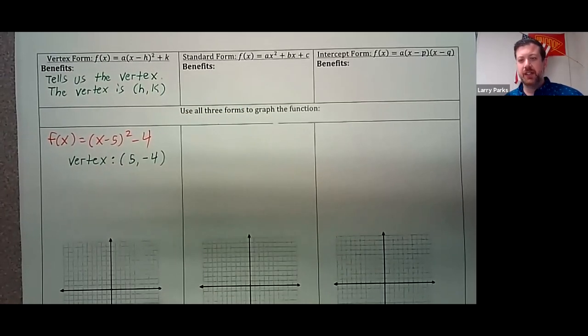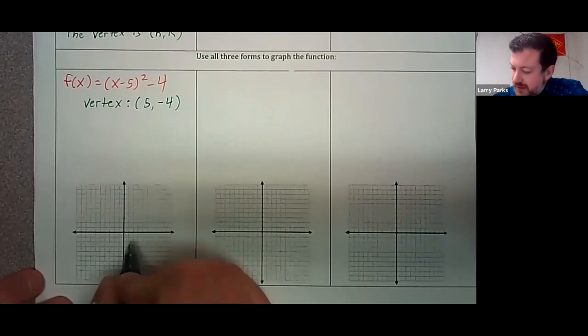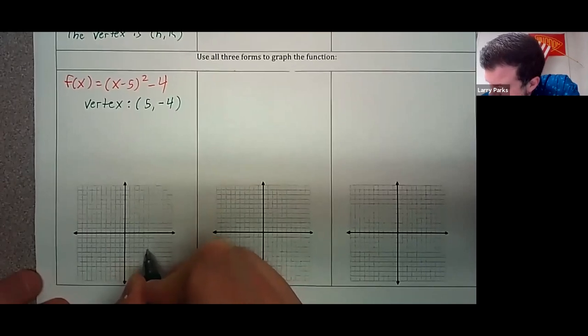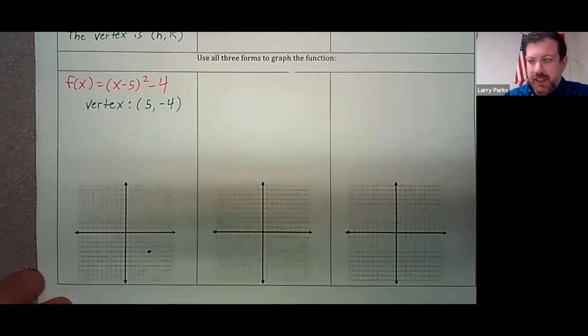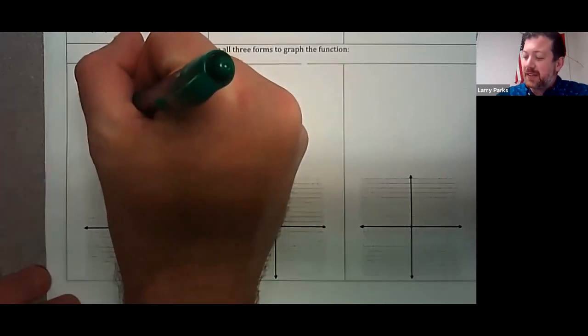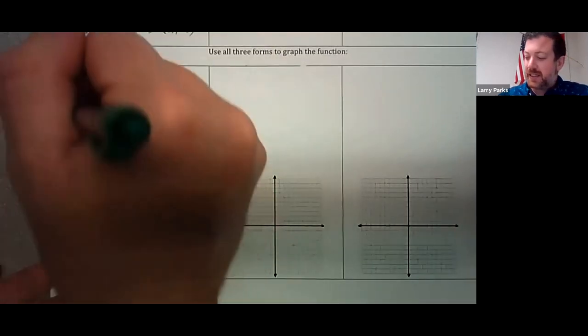That's very, very, very useful. So what that means is I could go on my graph and I know it's kind of hard to see, but I counted 5 over, I hope. Yes, I did. And I counted 1, 2, 3, 4 down. Yes, I did. So that's the vertex. Now we also know that we have an axis of symmetry at x is 5. That's the axis of symmetry.